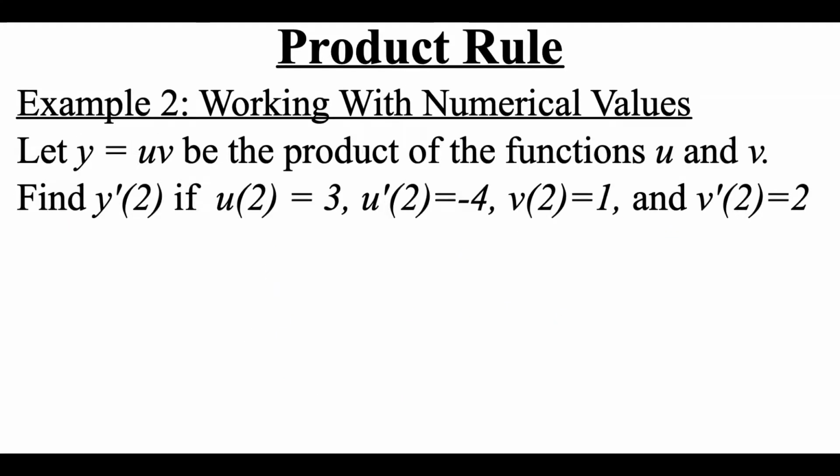So in this example, we're going to look at using the product rule again, but we're going to use numerical values. So we're going to let y equals uv be the product of the functions u and v. And what we want to do is differentiate y at 2 if we know that u of 2 is 3, u prime of 2 is equal to -4, v of 2 is 1, and v prime of 2 is 2.